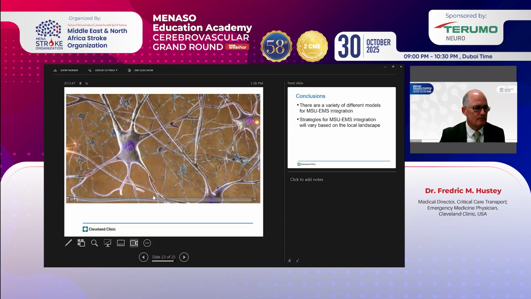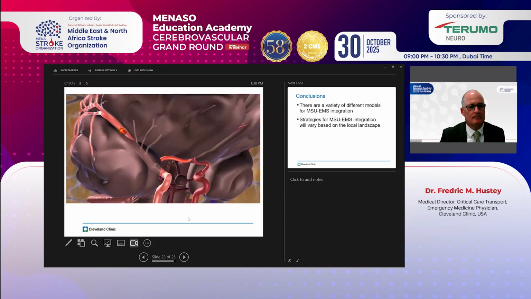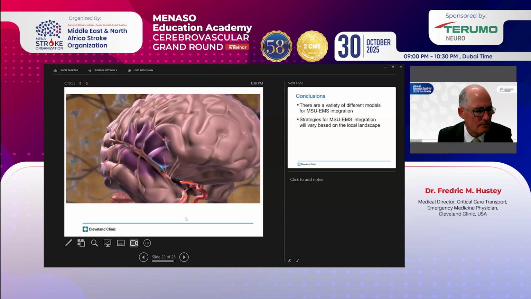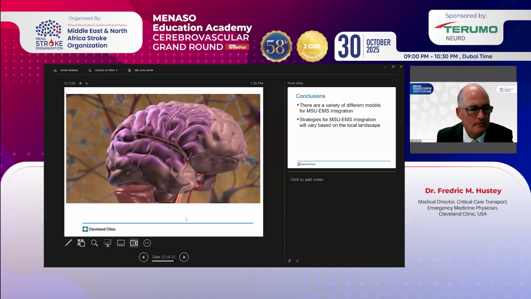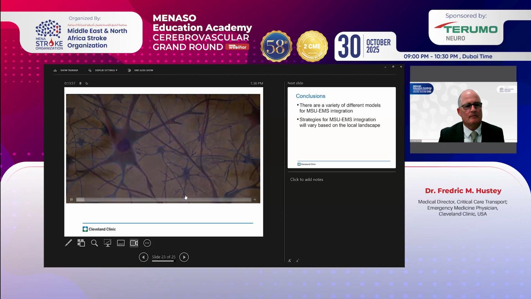Stroke is a neurologic emergency. For every minute that the brain goes without blood flow, 1.9 million neurons are dying. We have a saying in neurology that time is brain.